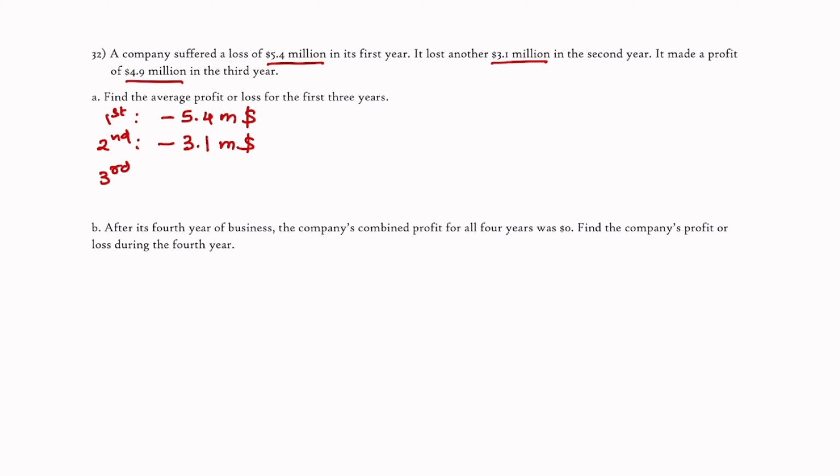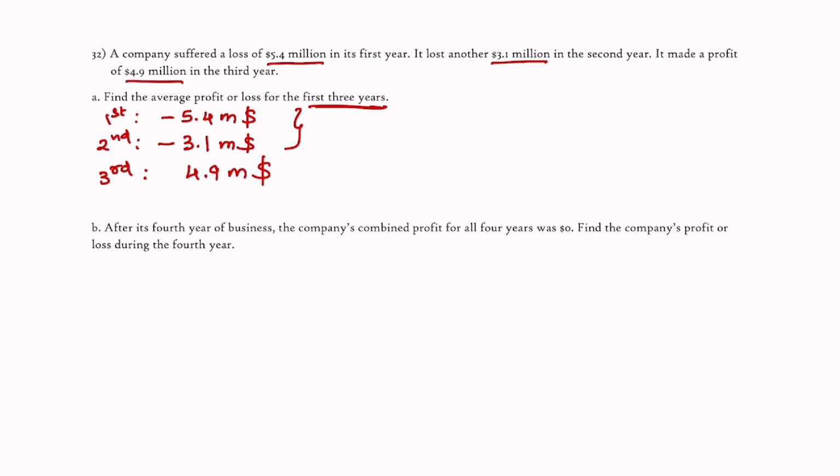So what's happening in the third year? $4.9 million, and it's positive because it's a profit. Find the average profit or loss for the first 3 years. What's happening? What's the end of the 3 years? Loss, profit. What's the final status? That's what they're asking us here.